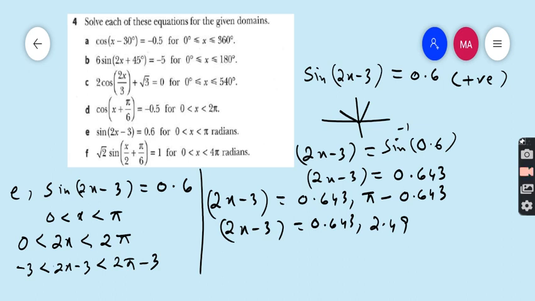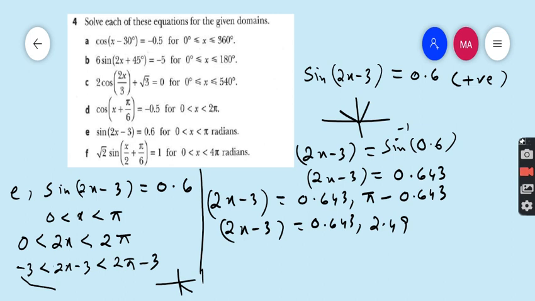And what is our domain? Our domain is from minus 3 to 2 pi minus 3. For this domain, there are only two quadrants where sine can give us a positive value, that is the first and the second, because this starting angle minus 3 lies in the fourth quadrant, and in the fourth quadrant the value of sine is negative, which is useless for this part.